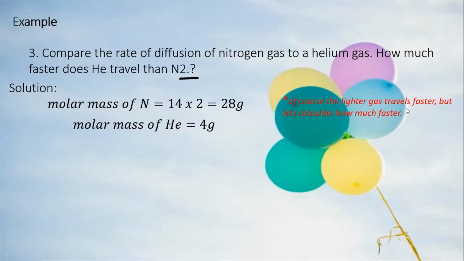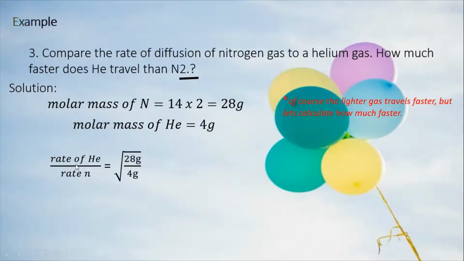And of course, we already know that the lighter gas travels faster. So we already know that helium travels faster compared to nitrogen. But let's calculate how much faster. So we have rate of helium over rate of nitrogen is equal to the square root of 28 grams over 4 grams, which are the molar masses of our gases.